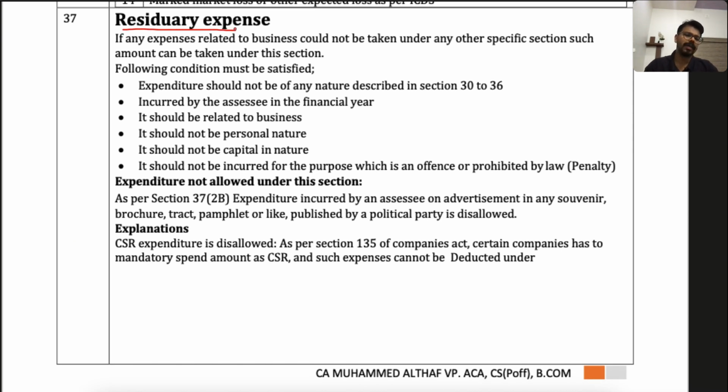That's actually not a necessary amendment, or what we can call a redundant amendment. I'll tell you why. Section 37, all of you might be knowing, is also under PGBP. Section 37 is the residuary expenses provision. That means any expenditure which could not be taken under sections 30 to 36 you can take under this section 37 if it is related to business, right? Then what is the amendment?